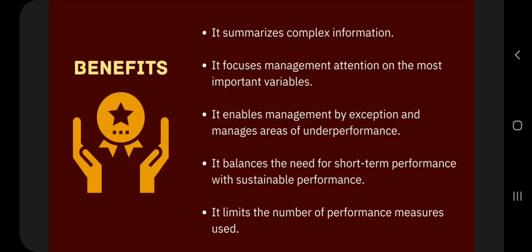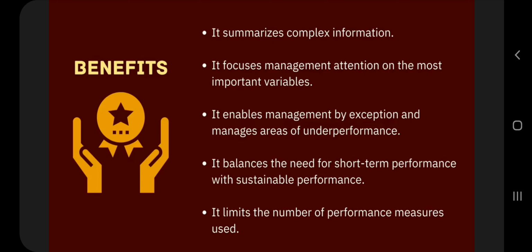The third one, it enables management by exception and manages areas of underperformance. So Balanced Scorecard guards against sub-optimization, so that improvement in one area is not achieved at the expense of another. BSC combines different elements of an organization, and that enables managers to consider what different departments' functions are.